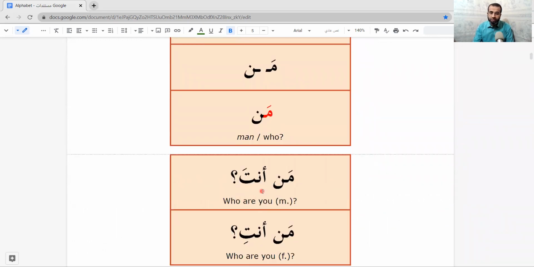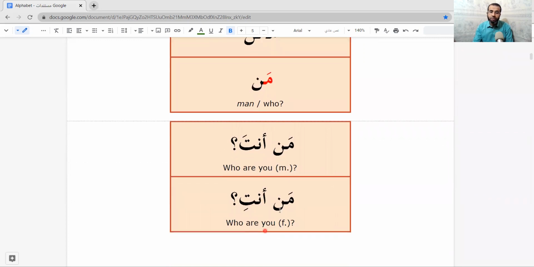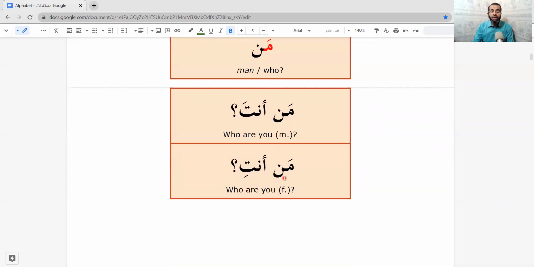Can you read this question? And this as well? Two words here. Man anta. Who are you? For male. So you can answer saying I am, ana, and then you mention your name. And for female, I ask man anti. Who are you? And you can also answer saying ana. So ana is used for both male and female, but anta means you, male, and anti means you for female.